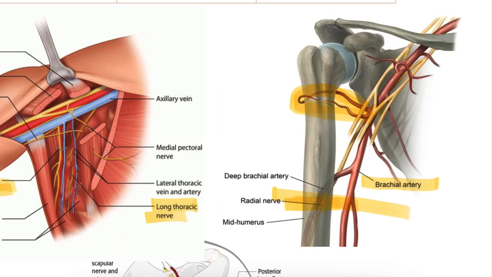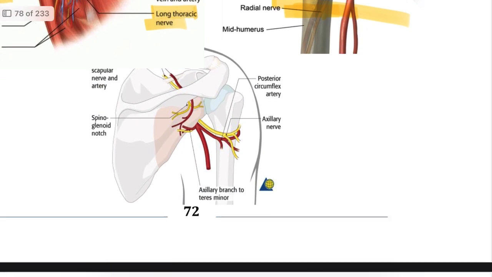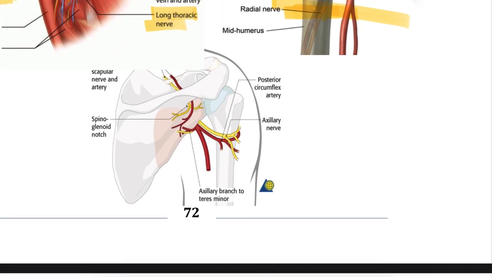Okay, so the next image will be the shoulder and glenoid. Here you can see this image is showing the posterior circumflex artery. This posterior circumflex artery and the axillary nerve are in the quadrangular space.